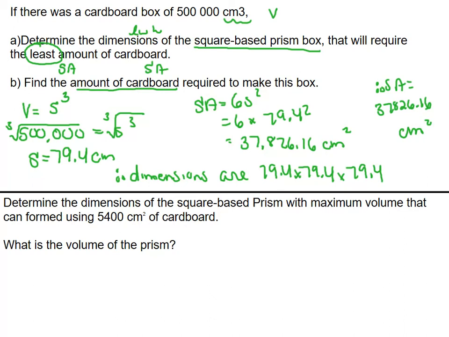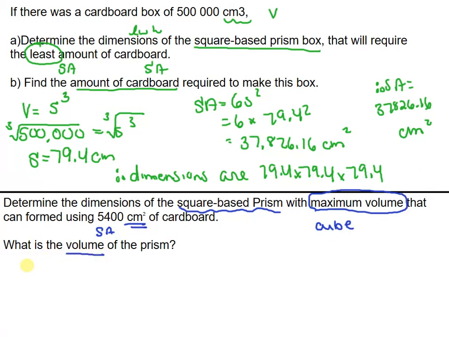Okay, next one. Determine the dimensions of the square-based prism. So again, it's square-based, with a maximum volume. So we're trying to find the maximum volume. Again, we know it's going to be a cube that can be formed using 5,400 centimeters squared of cardboard. This time, centimeters squared, if you think about it, that's surface area. And then it asks for the actual volume.